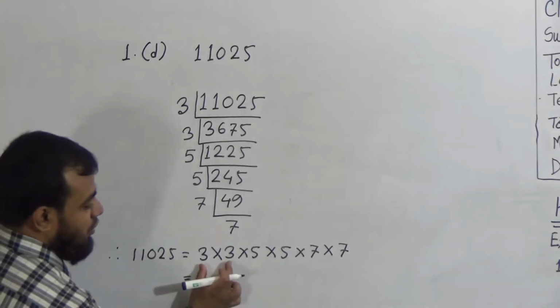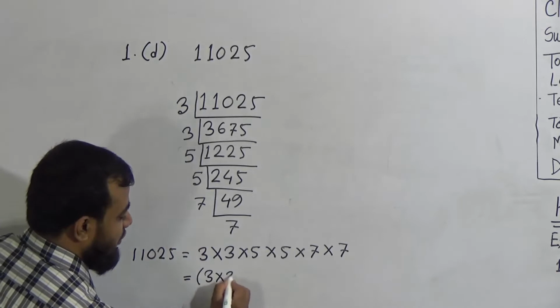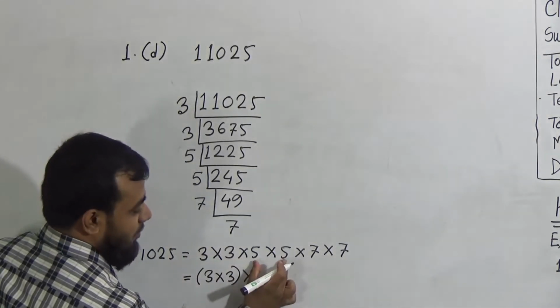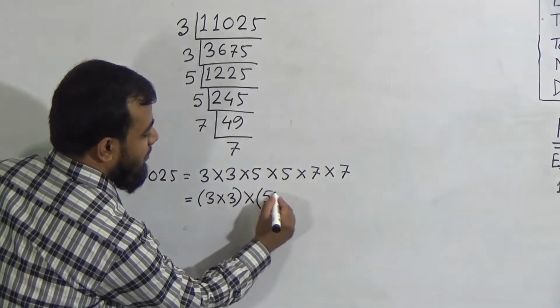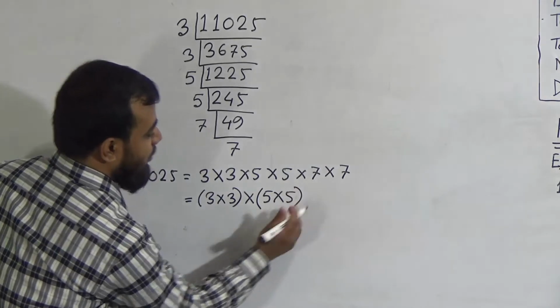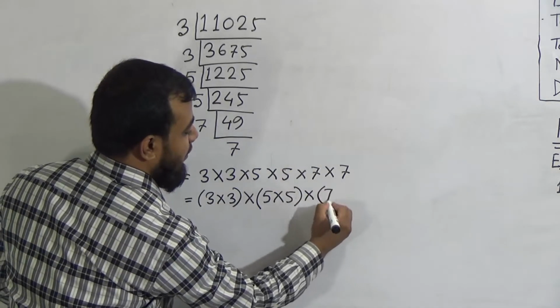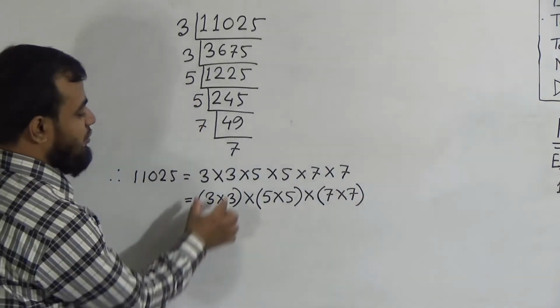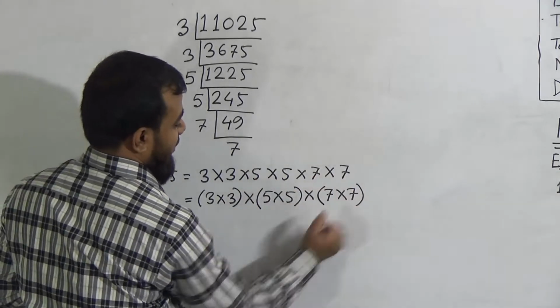Look, this is the pair of 3. That means we will write 3 multiplied by 3 in a bracket. Then we have a pair of the prime number 5, which should be written in a bracket. In another bracket you should write the prime number 7's pair. These two 3s make a pair, these two 5s make a pair, and these two 7s make another pair.